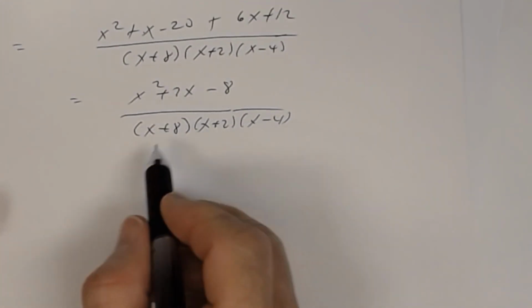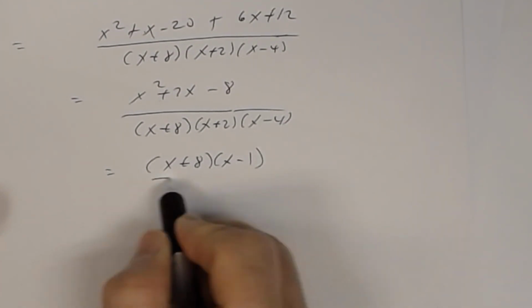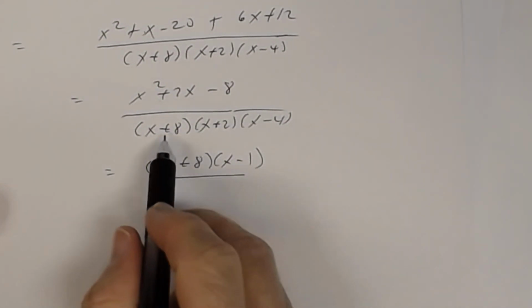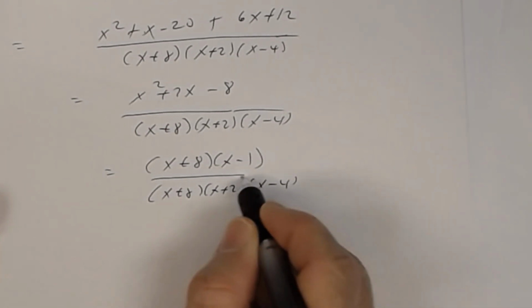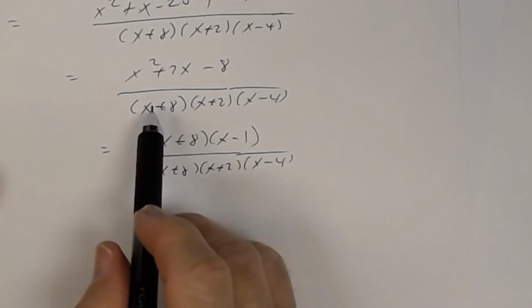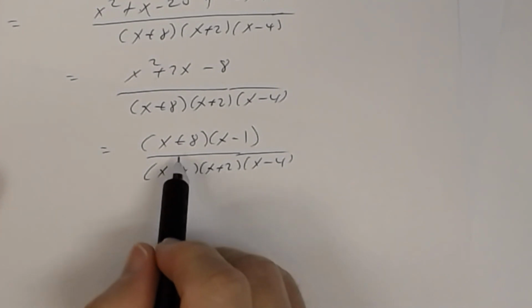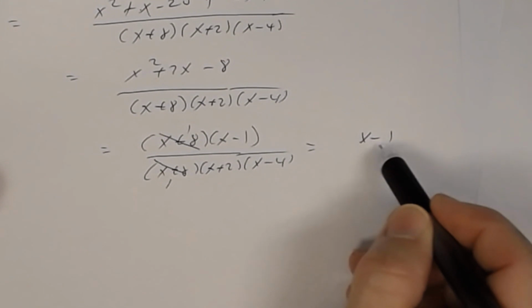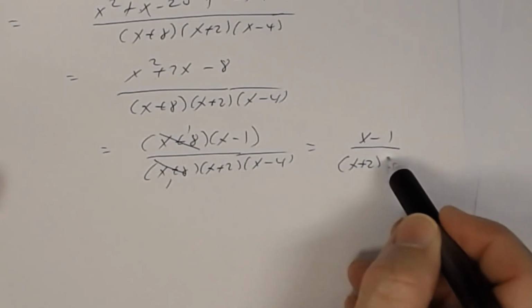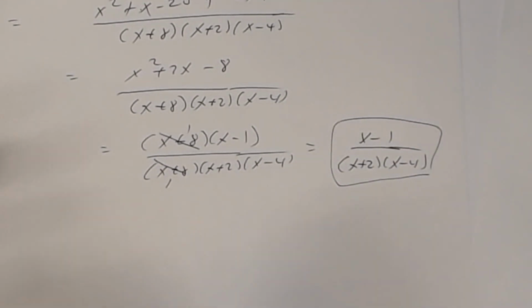So in the numerator, I can factor this as x plus 8 times x minus 1. That's this right here. The denominator is x plus 8, x plus 2, x minus 4. And then notice, remember we kept saying leave the denominators in factored form. Leave it in factored form because now you see that these factors divide out and your answer is x minus 1 divided by x plus 2 times x minus 4. Leave your denominator in factored form. Okay? So that's number 1.